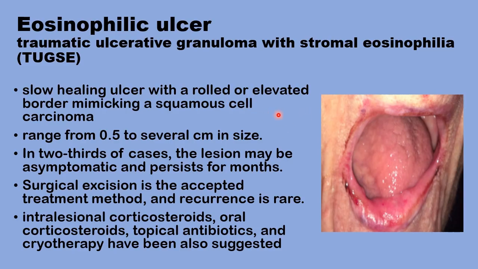The edge of the ulcer is rolled and elevated, and this resembles very much an ulcer of squamous cell carcinoma origin. The ulcer size can range between 5 millimeters to a few centimeters. In about 2/3 of the cases, the ulcer would be asymptomatic and persists for a few months. Surgical excision is the recommended and accepted form of treatment to rule out malignancy and also to cure the ulceration. Recurrence is very rare. Other forms of management include intralesional steroid injection or topical steroids and antibiotics, or sometimes cryotherapy as well.